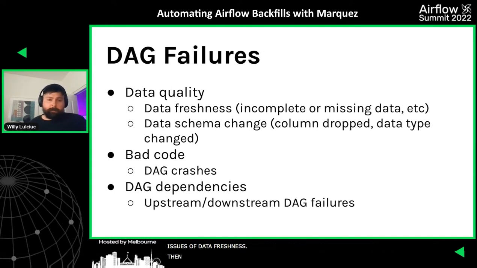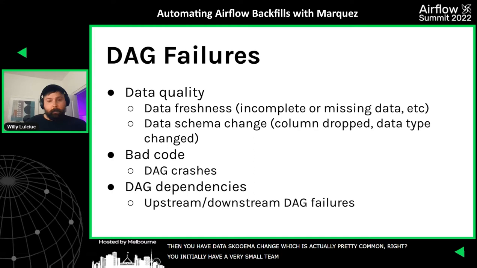Then you have data schema changes. This is actually pretty common, right? Initially, you have a very small team if you're in a startup, and there's a warehouse with a couple of tables, but data changes pretty frequently, if not all the time. Columns get dropped, they get added, data types also change. And anytime that happens, you have to coordinate it. Let's say you do drop a column, how do you then notify other downstream dependencies that, by the way, this column needs to be dropped, or the column name has been renamed?